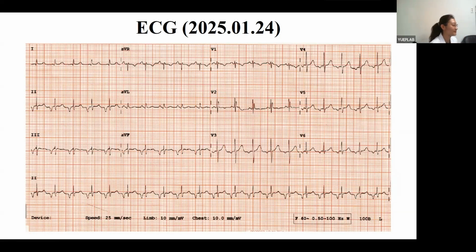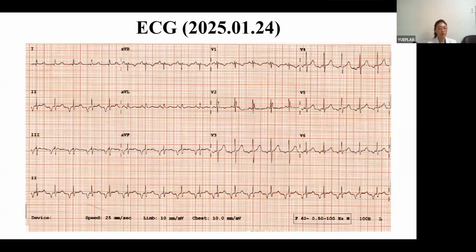I think the complexes are regular, and the RR interval is about 2.5 boxes. So I think the rate is about 120, and so it is tachycardia. When you see the QRS complex in lead 1 and lead aVF, lead 1 is positive and aVF may be neutral. So I think it is a normal axis, with lateral left axis deviation. And V1 is negative and V6 is positive, so the transition is in V3 to V4.